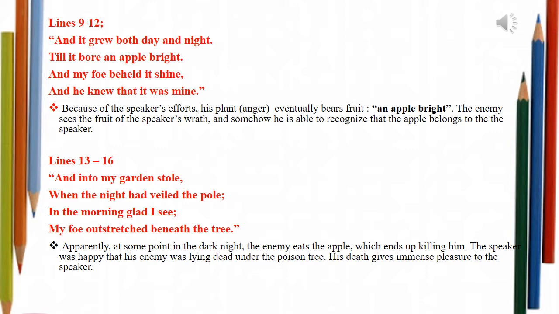Lines 13 to 16. And into my garden stole, when the night had veiled the pole, in the morning glad I see my foe outstretched beneath the tree. Apparently, at some point in the dark night, the enemy eats the apple, which ends up killing him. The speaker was happy that his enemy was lying dead under the poison tree. His death gives immense pleasure to the speaker.